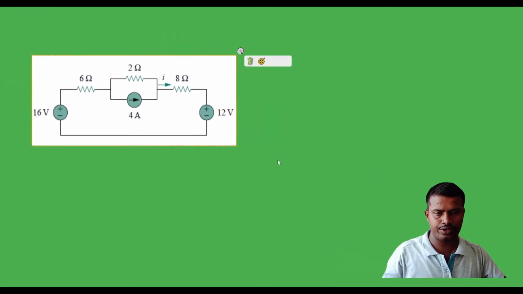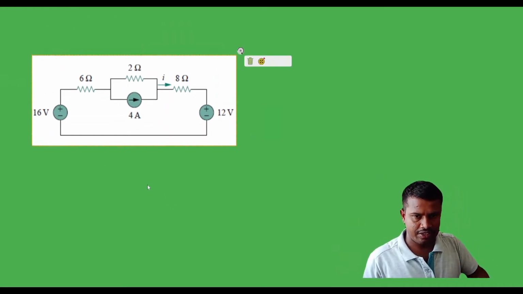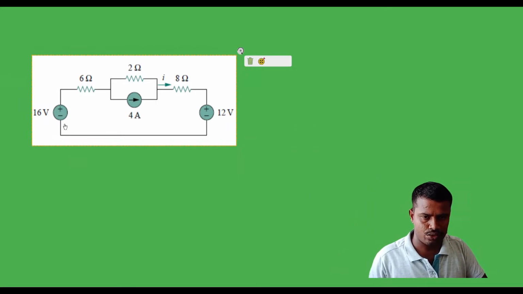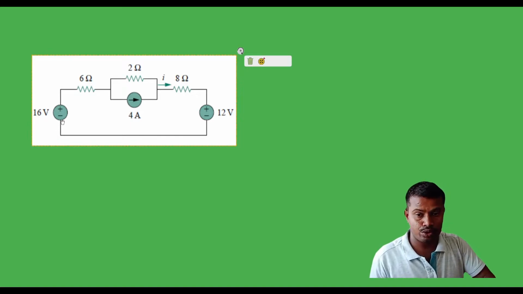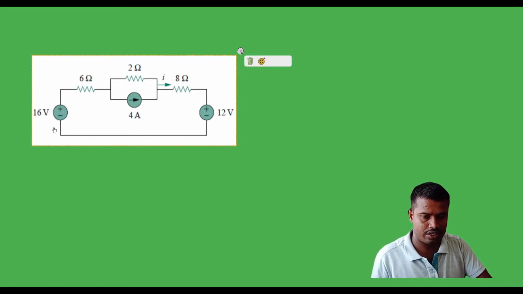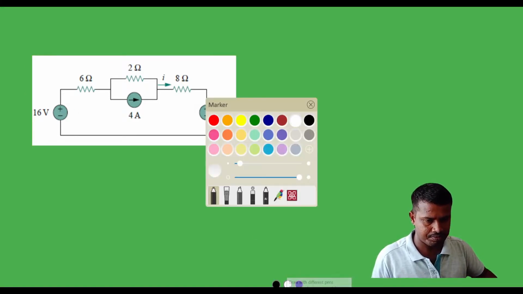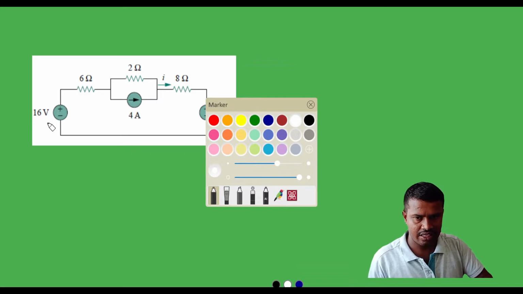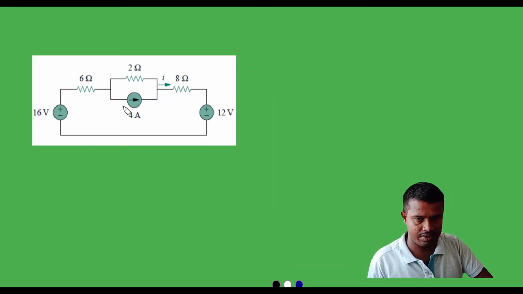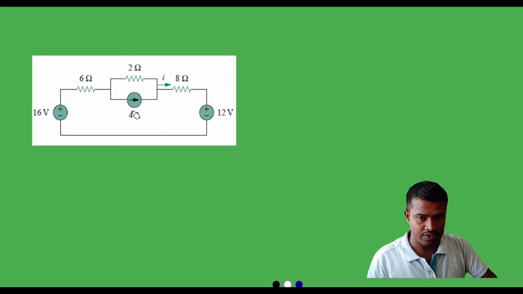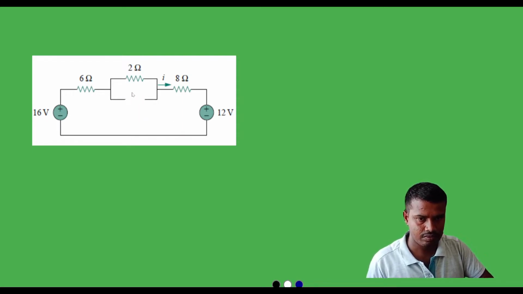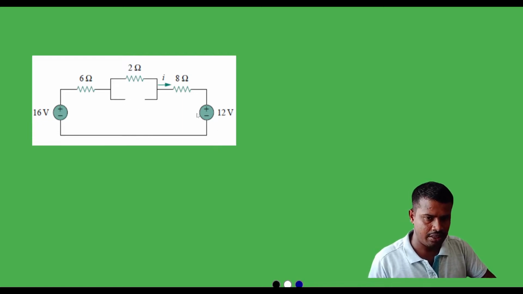As we know, we need to apply the steps. In the first step we need to turn on one voltage source, and the rest of the independent sources are to be turned off. In the first step we will consider the 16 volt source and turn off the rest. The current source can be turned off by open circuiting it, and a voltage source can be turned off by short circuiting it.